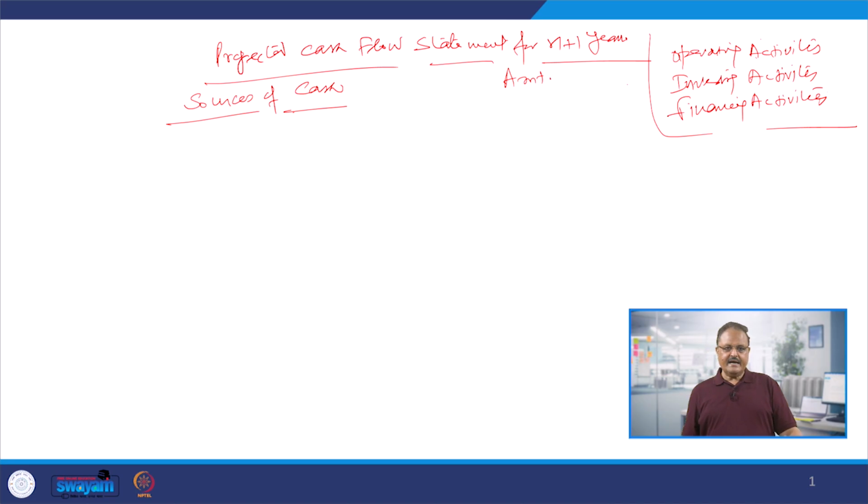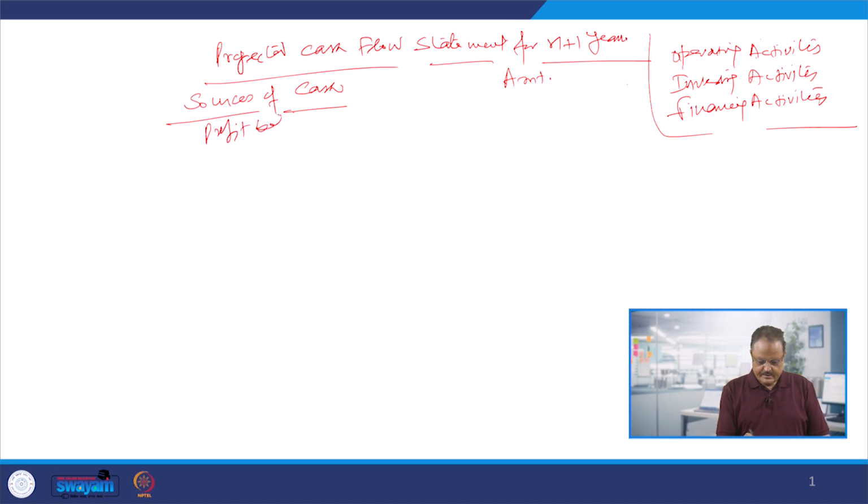So, we are given three kinds of information. We have one balance sheet for the current year, we have the income statement for the projected year n plus 1, and then we have the additional information for the n plus 1 year. From all these three sets of information, we will take the information and prepare the projected cash flow statement. First, we start with the profit. The first source of cash in any firm is the profit.